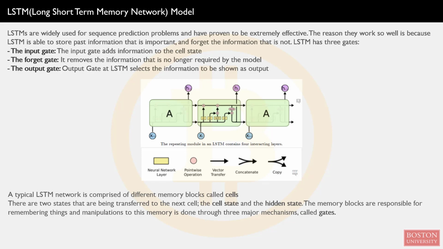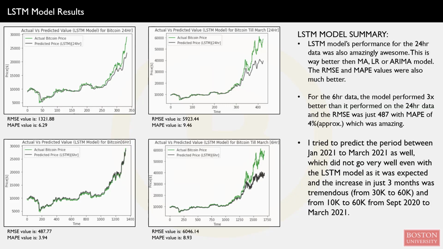The last model I used was the LSTM model. This is considered the most powerful recurrent neural network and is used for pattern recognition. This is what the LSTM architecture looks like. The best part about the LSTM model is that it only keeps the information which is relevant for the future prediction and removes any data which is not required or relevant, using the forget gate. The LSTM model, as it can be seen from the graph, performed amazingly well and gave me very good results for the 24-hour data.